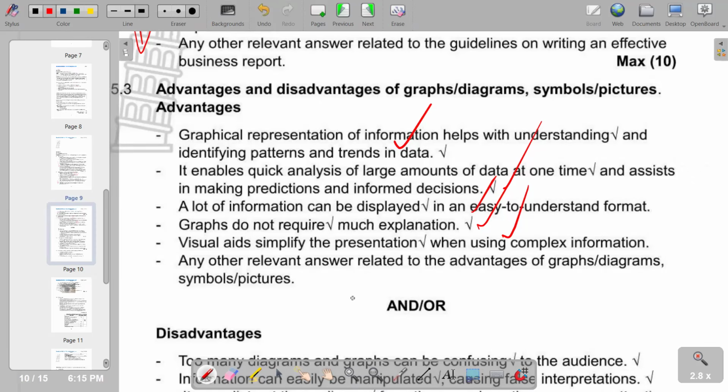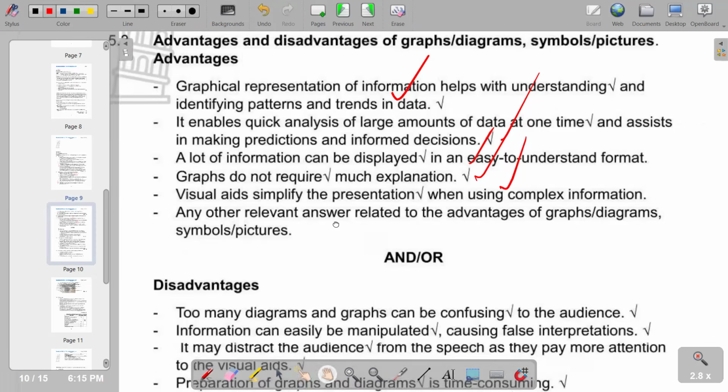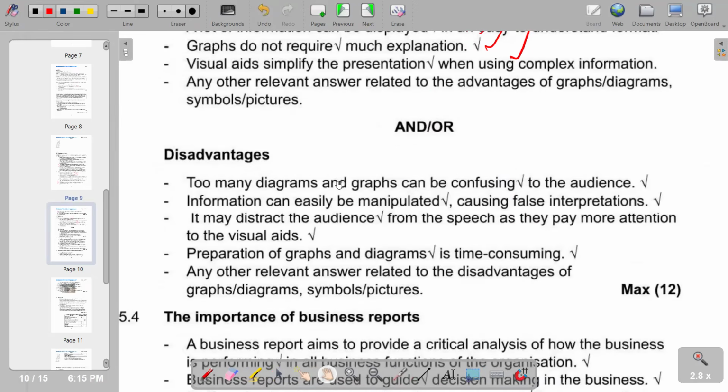And then we also have disadvantages, where the first point is that too many diagrams and graphs can be confusing to the audience. So this becomes a negative. If we have many graphs and diagrams, it can be confusing. And also, these graphs and diagrams need to be explained. So if they are not explained, they become confusing. Information can easily be manipulated, causing false information.